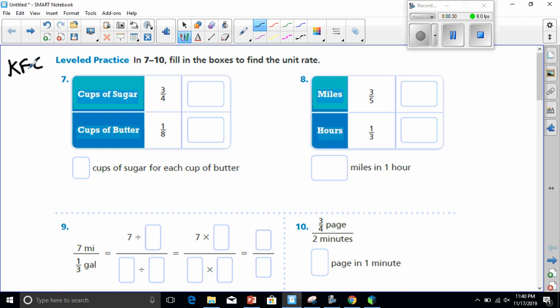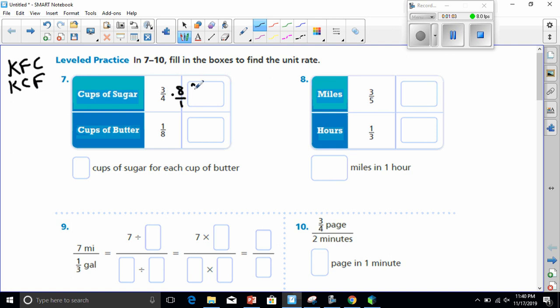For those of you that have learned KCF, please feel free to use that too. It means we will keep the first fraction the same. We will flip that second fraction upside down and change from division to multiplication. So in this case, they want to know cups of sugar for each cup of butter, where sugar is over butter. So that means we're going to take 3/4 and multiply it to 8/1. Remember, we're going to flip the second fraction upside down.